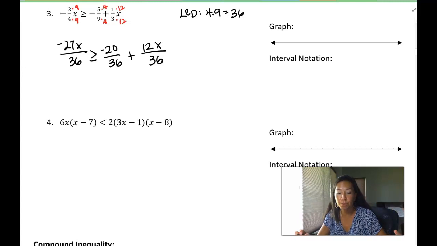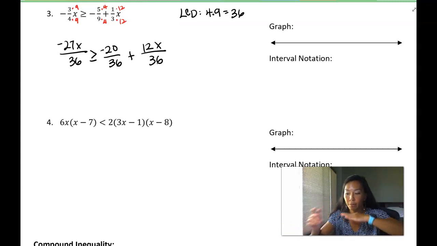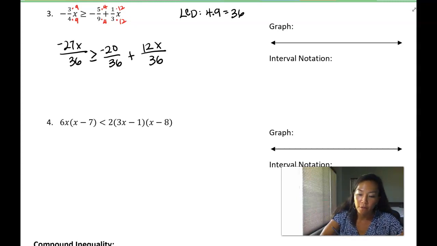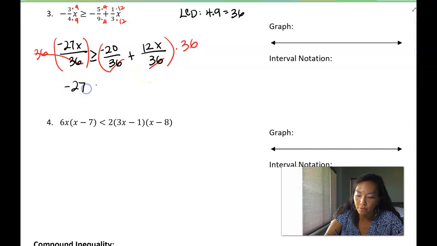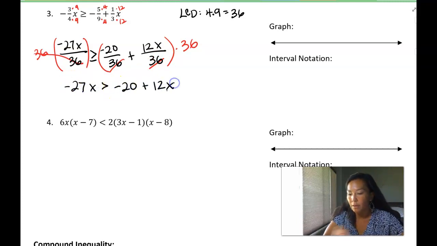Now we're at a place where we were in problem 2, where we can multiply everything by that denominator. When we do that, it clears that divide by 36 out. So if I multiply this side by 36, those are going to cancel. Same for this side by 36. They're going to cancel here and here. So now I just have my numerators, negative 27x and negative 20 plus 12x.